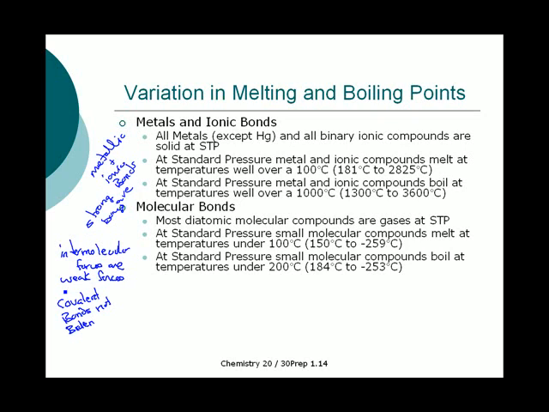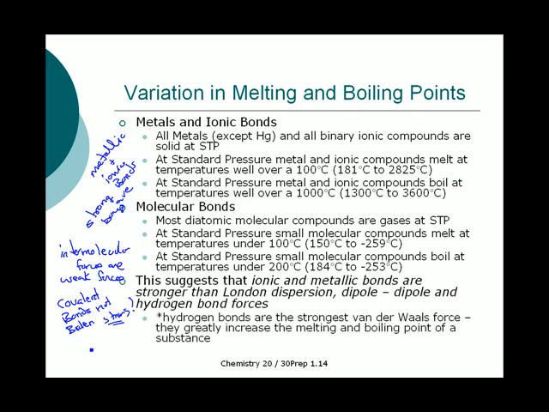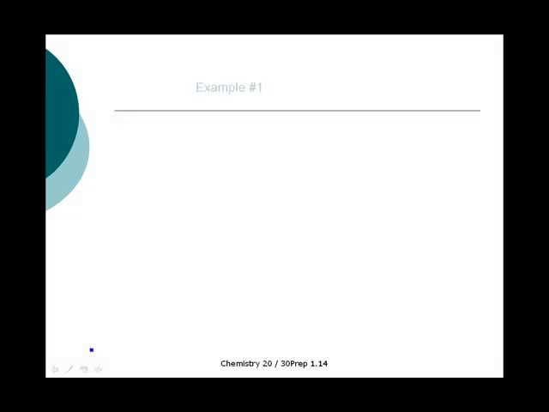The covalent bonds are still not broken, so covalent bonds are still strong. They're actually stronger than metallic and ionic bonds. And so from this we can say that ionic and metallic bonds are stronger than London dispersion, dipole-dipole, and hydrogen forces. And in terms of those intermolecular forces, hydrogen bonding is the strongest of the three. If something has hydrogen bonding, it greatly increases the melting and boiling point of the substance.